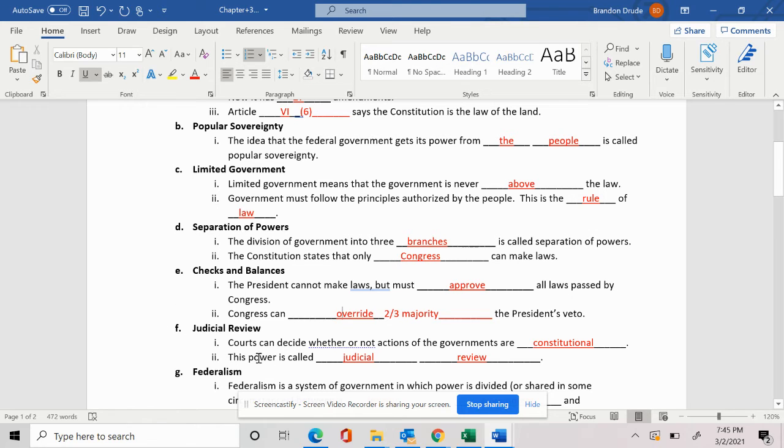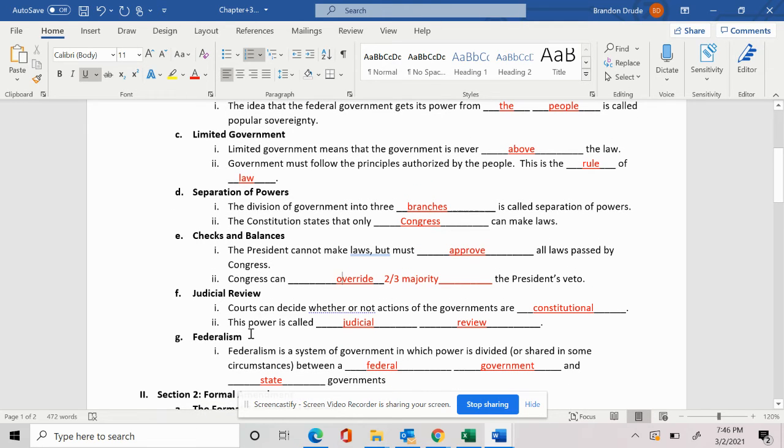You'll see it in the news with court cases all the time, and we'll learn later on in this class different court cases that were both considered constitutional and unconstitutional. But this is a major power for the courts, the Supreme Court, and this is their major check on the other branches. So there's the fifth principle. And the sixth and final principle is federalism.